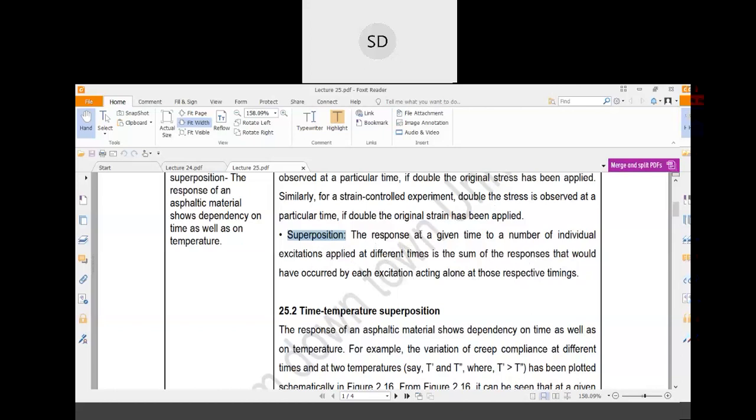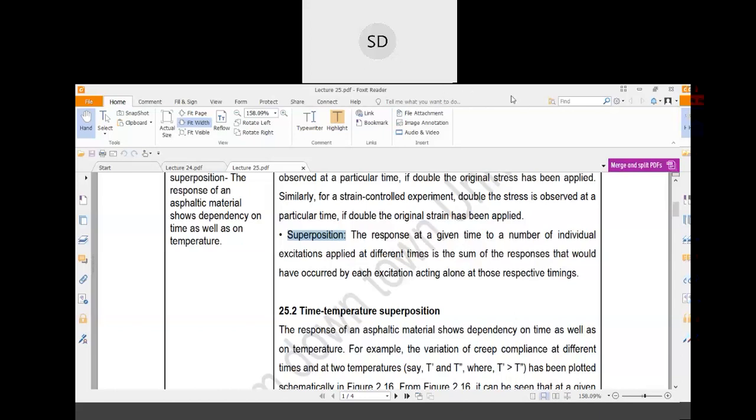Now, these responses, in terms of stress or strain at a given time, to a number of individual excitations applied at different times, would be different at different time intervals based on the input parameters. And this total response is the sum of the responses, or the sum of the outcomes, that would have occurred by each excitation acting alone at its respective time.